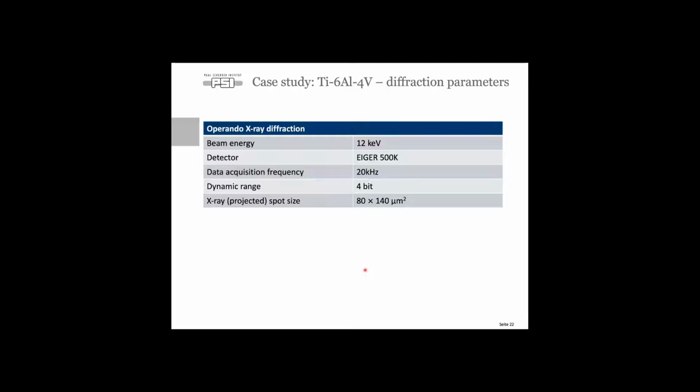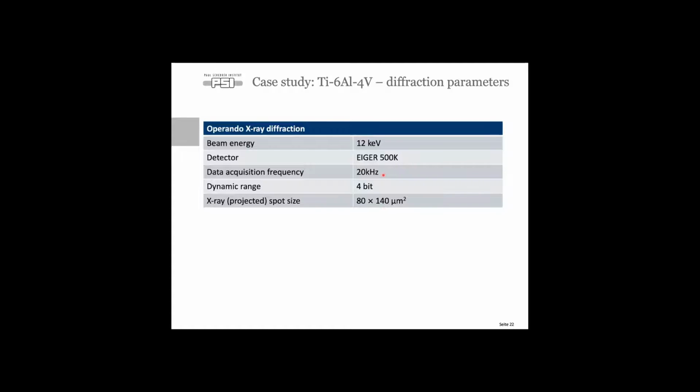For the diffraction parameters, we use an X-ray beam of 12 keV, which is relatively low energy. So we will be looking mainly at what is happening in the very first layer. So we do not penetrate deeper than one layer in the material. We have a spot size of about 80 times 140 microns.